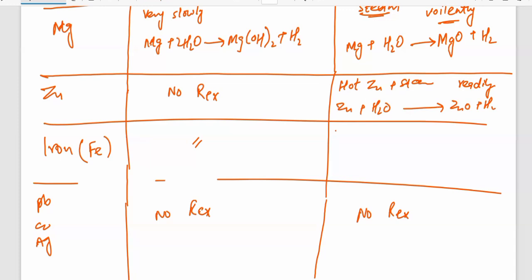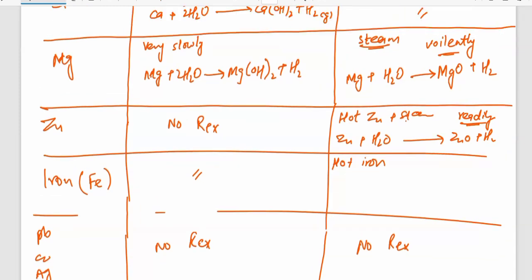Hot iron reacts slowly with the steam. Here hot zinc is reacting with the steam readily. Here we don't need to heat the magnesium. Only if we have the steam, then it reacts voluntarily. Intensity is decreasing. Here we have to use the hot iron. So when it is allowed to react with the steam, what happens? You'll see that it reacts slowly. It means intensity is decreasing.